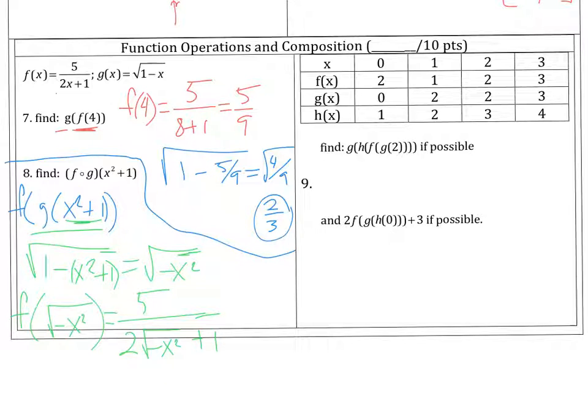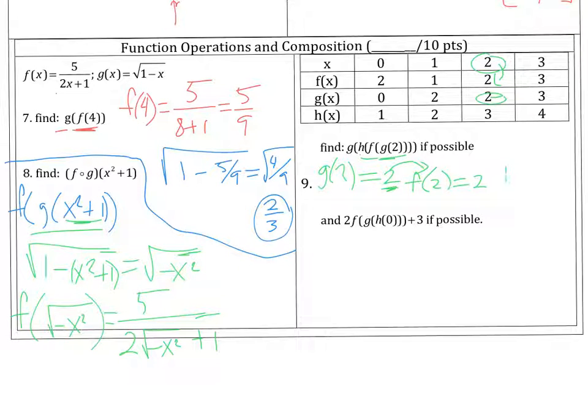g of h of f of g of 2, we're going to work on the inside out again. G of 2, I'm going to go over to 2 and go down to g, and oh, that happens to be 2 as well. And that means I'm going to plug this into my next thing. So that's going to be f of 2, because that's the answer I got. And f of 2 is also 2. Okay, that's kind of weird, but that's okay.